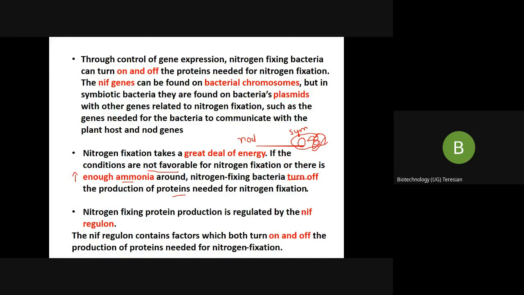Next, you will see that nitrogen fixing protein production is regulated by the NIF regulon. Okay, so this nitrogen fixing proteins, whatever they are produced, they are controlled by a NIF regulon. What is this regulon? What do we mean by regulon? See, we'll be having a group of genes. For example, I'll just put this is one gene. 1, 2, 3, 4. Okay, this is a group of genes that is regulated.